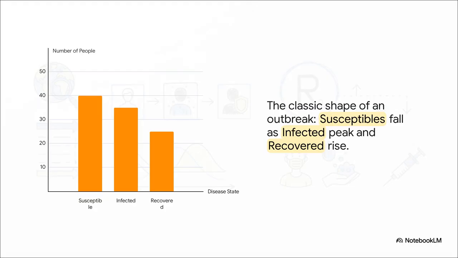And when you plot this out, you get something you've probably seen 100 times, the classic epidemic curve. Look at this. The number of susceptible people steadily drops. At the same time, the infected group shoots up, hits that peak, and then starts to fall. Why? Because those people are moving into the growing recovered group. That classic rise and fall, that's the fundamental shape of an outbreak.